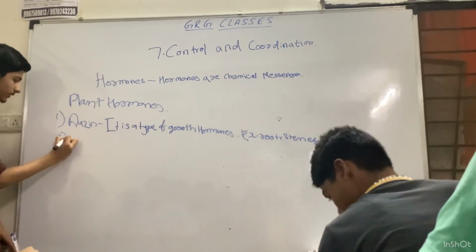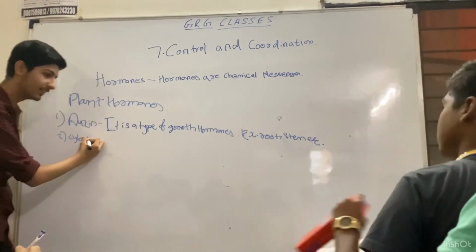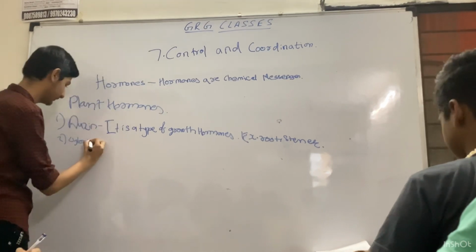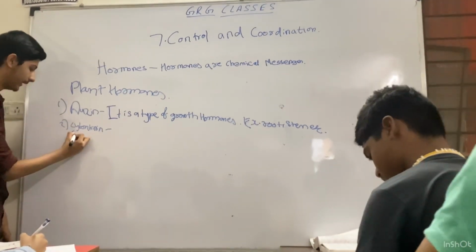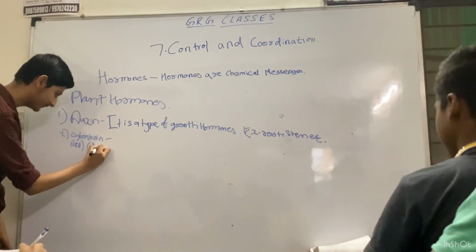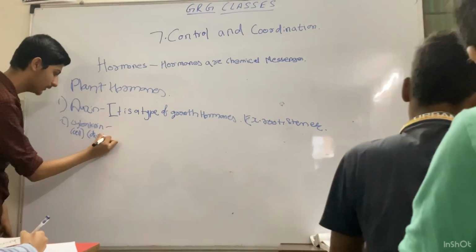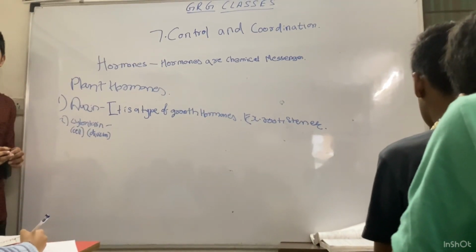The second type of growth hormone is cytokinin. Cyto means cell and kinin means division. Cytokinin helps in division of cells. It divides the cell into 2 daughter cells.